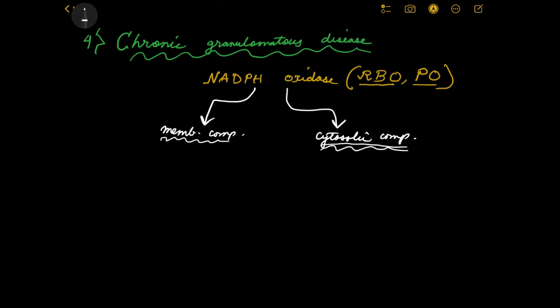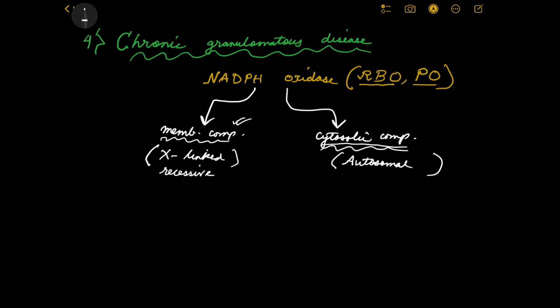Now, that's not our point of discussion. Our point of discussion here is that the inheritance for these two components is different, as I had talked about previously. The membrane component is X-linked and the cytosolic component is autosomal. Chronic granulomatous disease can take place due to a defect in either of these two. If the membrane component is deficient, then NADPH oxidase would be defective, and the disease will be X-linked recessive.